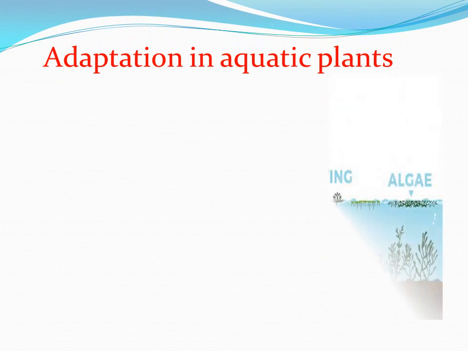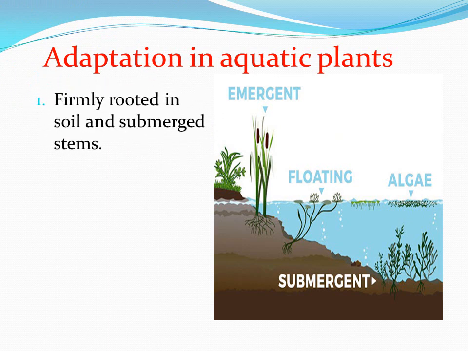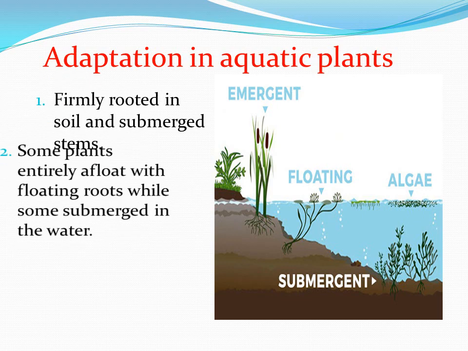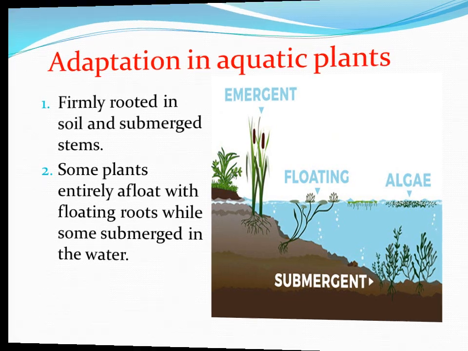Adaptation in aquatic plants. Some of the aquatic plants are firmly rooted in the soil at the bottom of the water bodies. Their stems are submerged while leaves and flowers float on the surface. Some plants are entirely afloat with floating roots, while some are submerged in the water. Example of an aquatic plant, lotus.